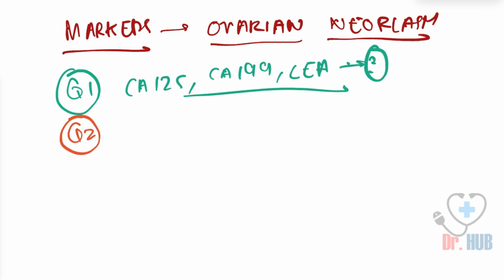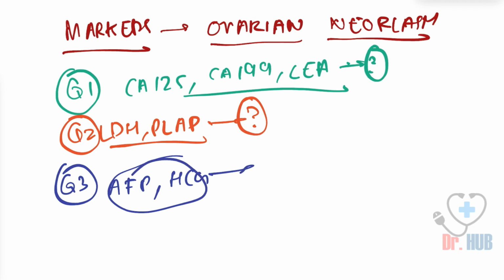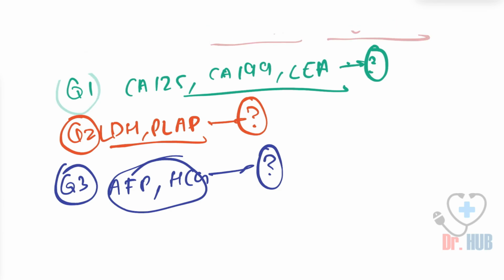Question 2 will be in case of the LDH and PLAP. So this tumor marker is associated with what conditions, and what are the pathognomonic findings? Lastly, the third question we want to ask is in case of AFP and the HCG. In such cases, what is the ovarian tumor and the pathognomonic finding? In this video, we'll find the answers to all these questions and learn in detail.